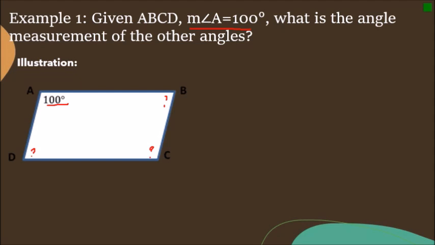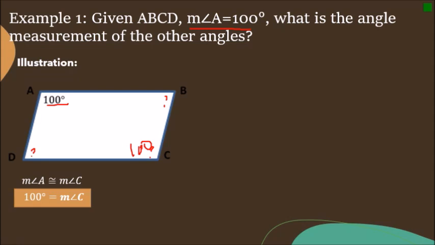So, dahil meron na tayong given measurement ni angle A, mas madali kung kukunin natin yung opposite angle niya, which is angle C. So, we know that opposite angles are congruent. Ibig sabihin, the measure of angle A is congruent to its opposite, the measure of angle C. If angle A is 100 degrees, ibig sabihin, ang angle C natin is 100 degrees din. So, 100 din ito. Ayan, di ba? 100 din yan, okay?